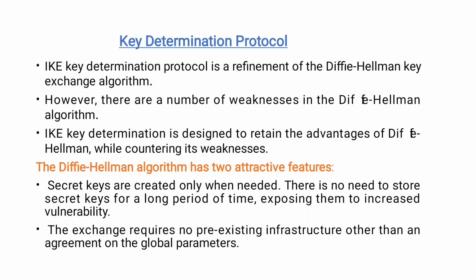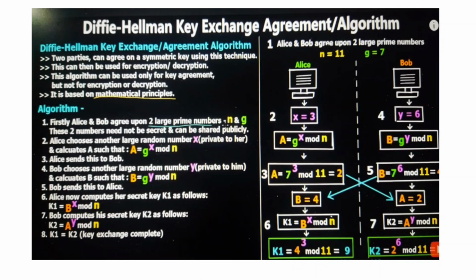The Diffie-Hellman algorithm has two attractive features. The first one is that secret keys are created only when they are needed, and they do not need to be stored for a long period of time, which reduces the risk to their validity. The second one is that the exchange requires no pre-existing infrastructure other than an agreement on the global parameters. Here we have the Diffie-Hellman key exchange algorithm. Two parties can agree on a symmetric key using this technique, which can then be used for encryption and decryption. The algorithm can be used only for key agreement, but not for encryption or decryption. It is all based on mathematical principles.